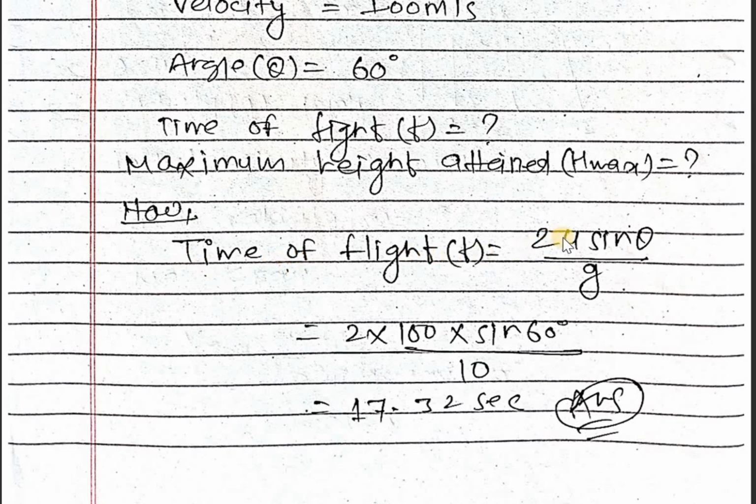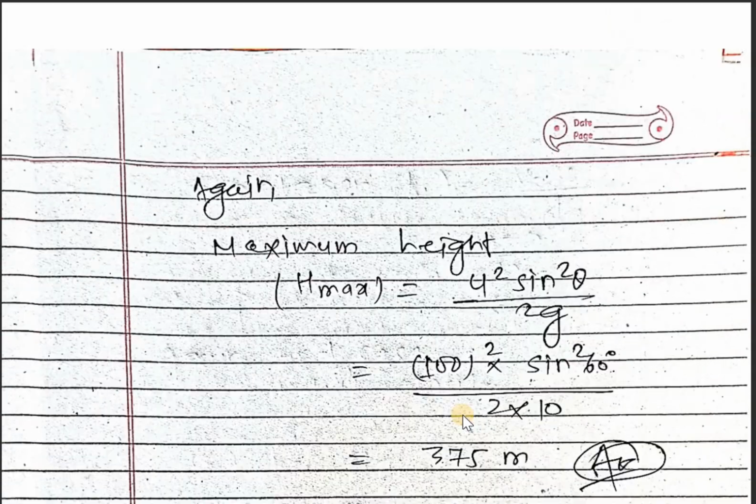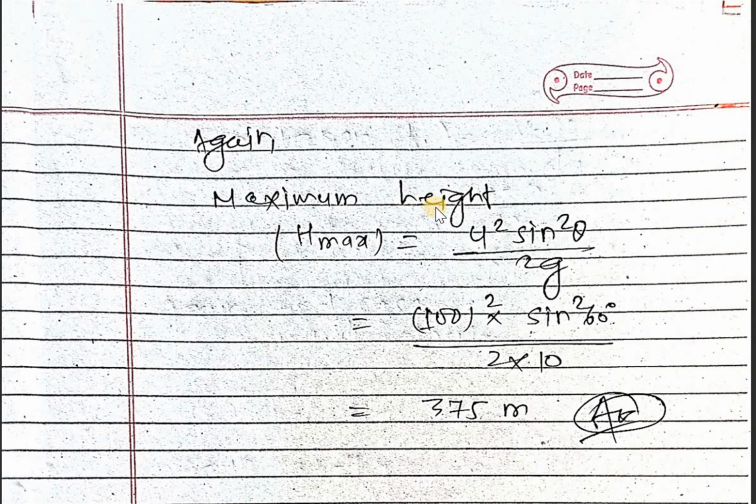Now time of flight t equal to 2u sin theta upon g. So u is 100 and theta is 60 degree, value of g is 10. So time of flight is 17.32 second. And the next one is maximum height, that is u square sin square theta upon 2g. So 100 square into sin square 60 upon 2 into 10, that is 375 meter.